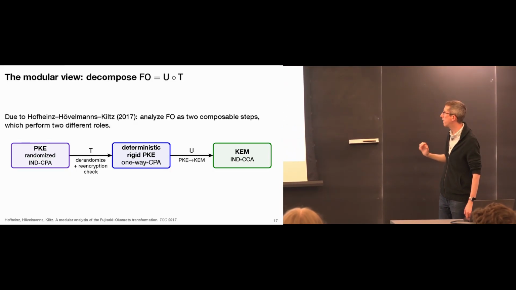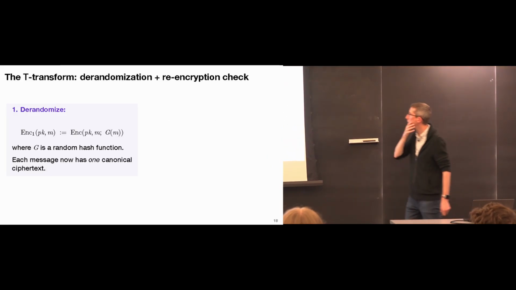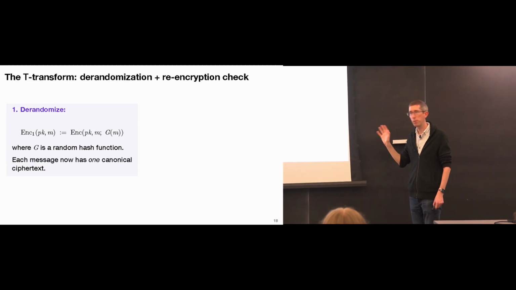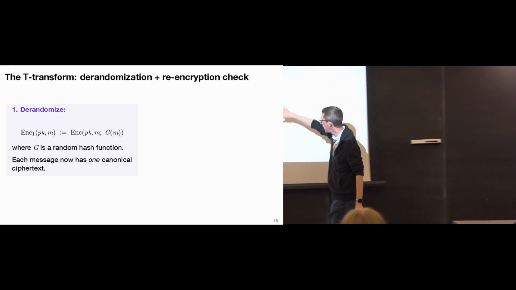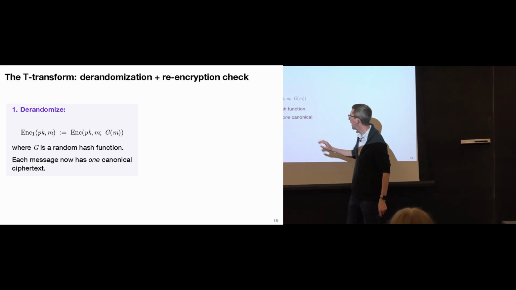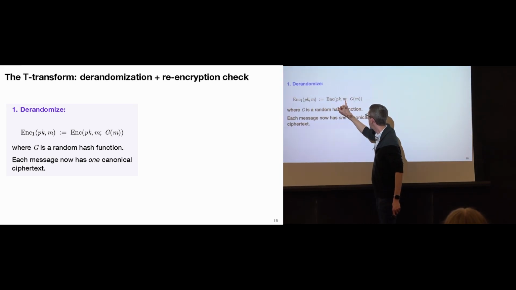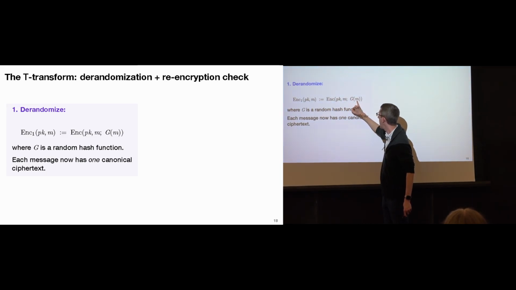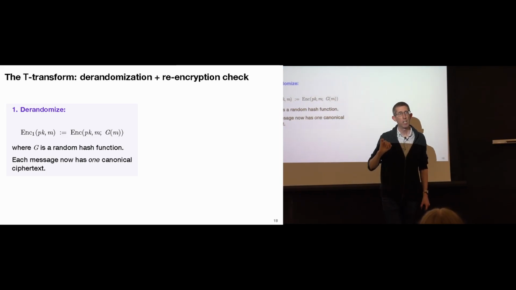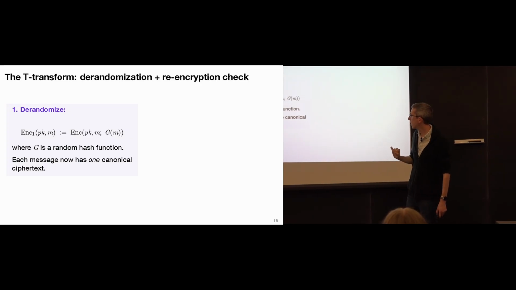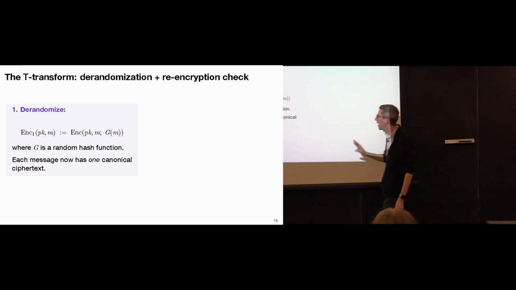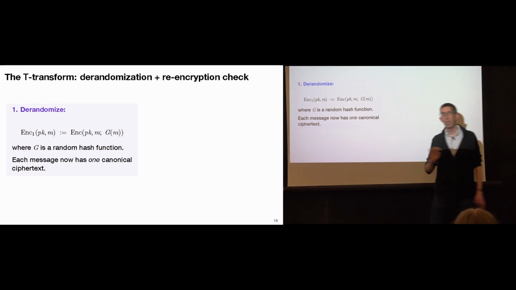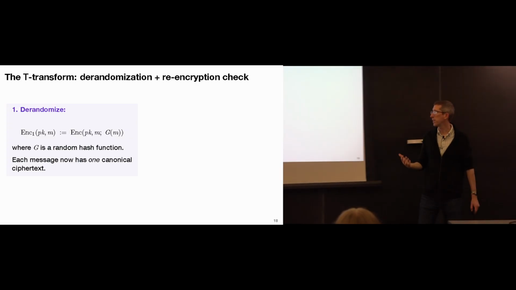All right, so let's look at the T transform. Like I said, it does de-randomization plus a re-encryption check. So this de-randomization is exactly what we saw before. It will encrypt the message using, as the randomness, a hash of the message. And this means that now each message encrypts to a single canonical ciphertext.